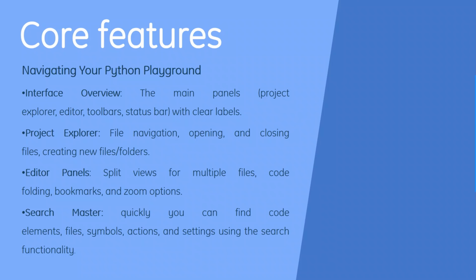Now, what are the core features in PyCharm? Firstly, we can navigate your Python playground. Let it be the interface overview: the main panels such as the project explorer, editor, toolbar, or status bar with clear labels. And then we have the project explorer. This has file navigation: opening, closing, creating new files or folders. And then we have the editor panel, which splits views for multiple files, code folding, bookmarks, and zoom options. And then we have search mastery. Quickly you can find code elements, files, symbols, actions, and settings using the search functionality.